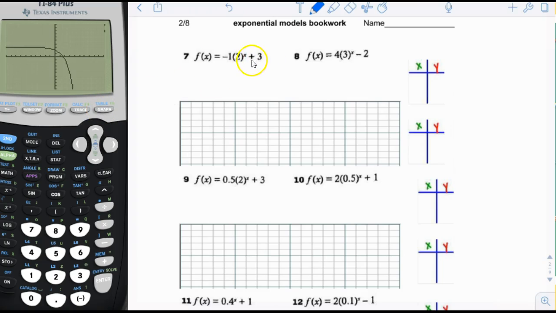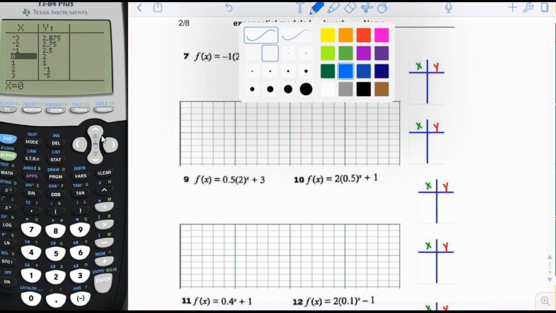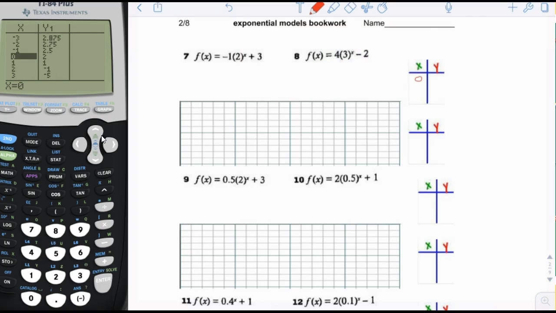Okay, and then I graph it, and interesting how it flattens out at this level here. I wonder what level that is. To see that, I'll do second table, and then I move my cursor back to x equals 0, and I see that when x equals 0, y is equal to 2. So I'm going to write down that important point here. 0, 2.